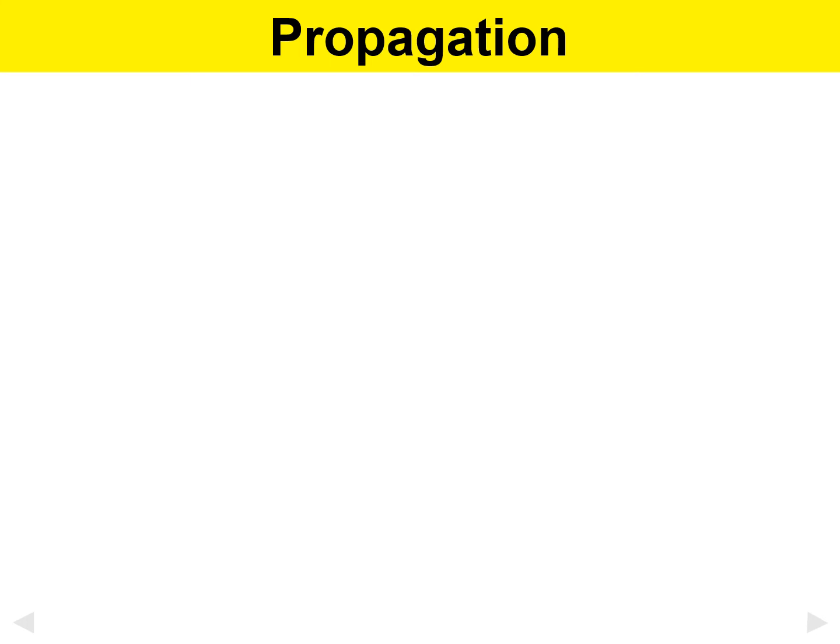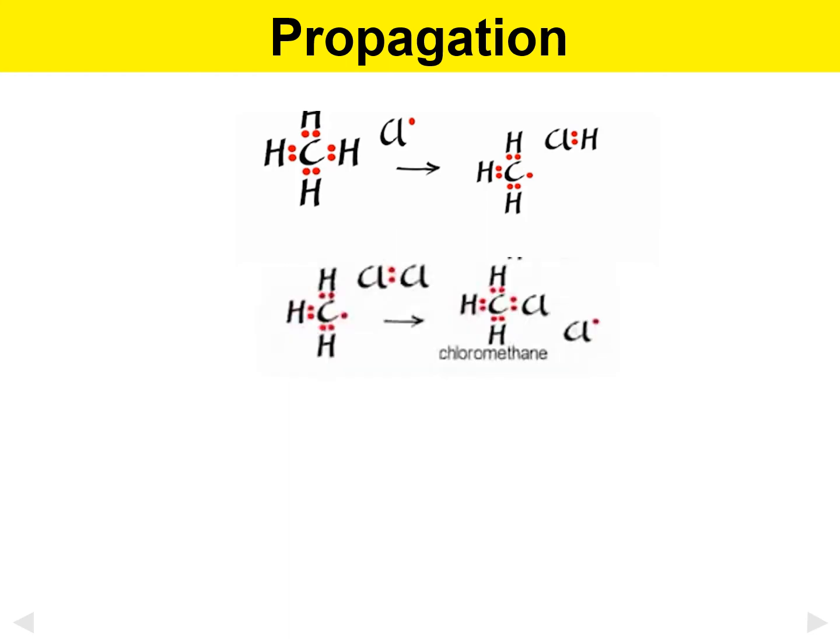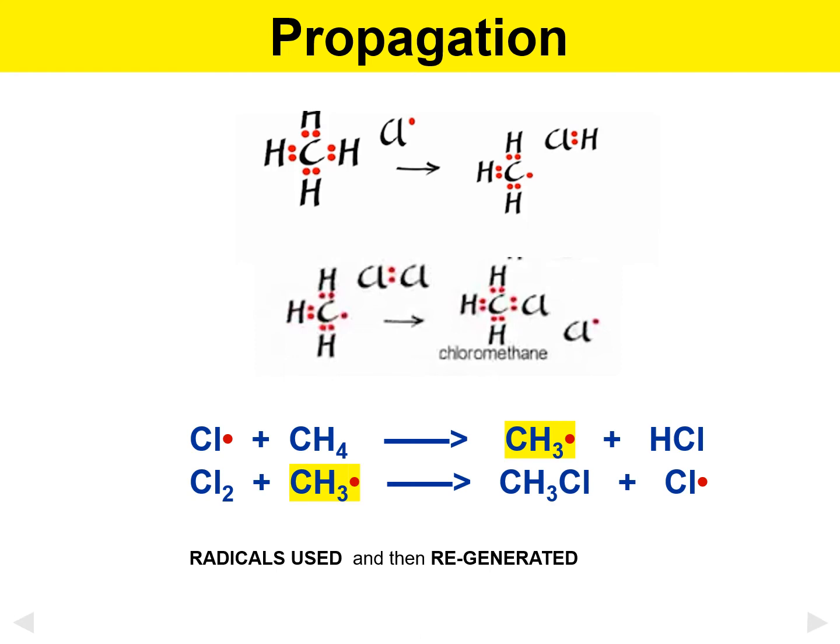The propagation step is where we take the starting material, which is methane, and we react it with the radical. In this case, it pulls a hydrogen atom away from the methane and produces a methyl radical. And in the second stage of propagation, the methyl radical reacts with chlorine to produce chloromethane, which is your product, and another radical. If you look at both of these equations, you will see a radical on the left-hand side and a radical on the right-hand side. So radicals are being used up and regenerated. This is why we call this step propagation.